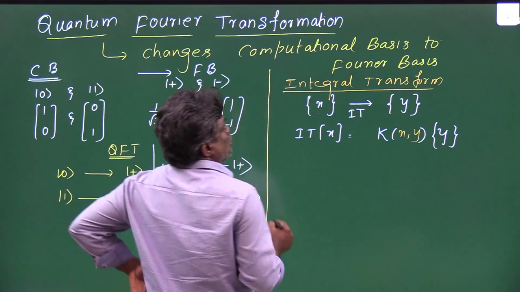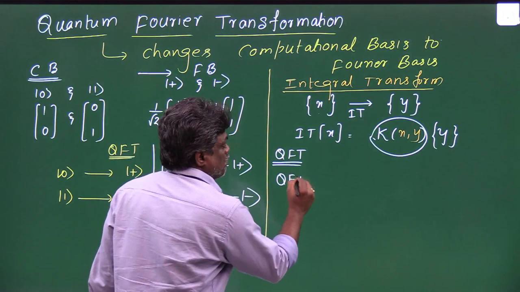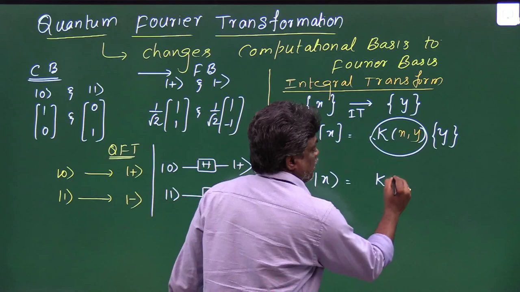So what is this quantum Fourier transformation? The quantum Fourier transformation is also, we are having one kernel here. That means the quantum Fourier transform of x, just like this, equals some kernel x comma y into y.